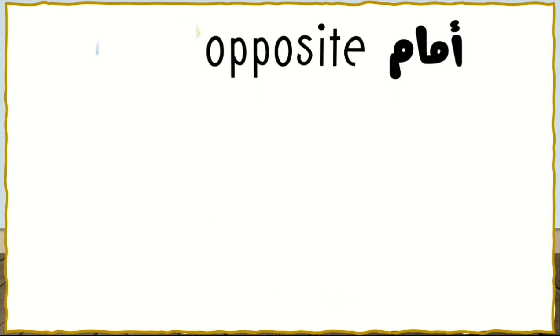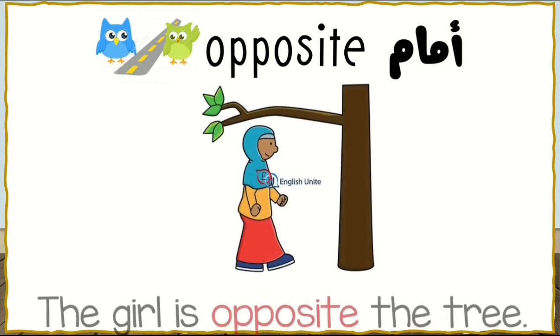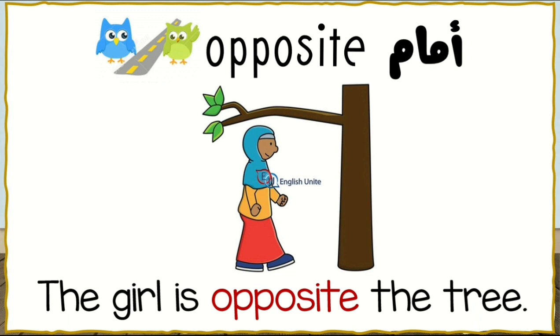Opposite. Opposite. The girl is opposite the tree. The girl is opposite the tree.